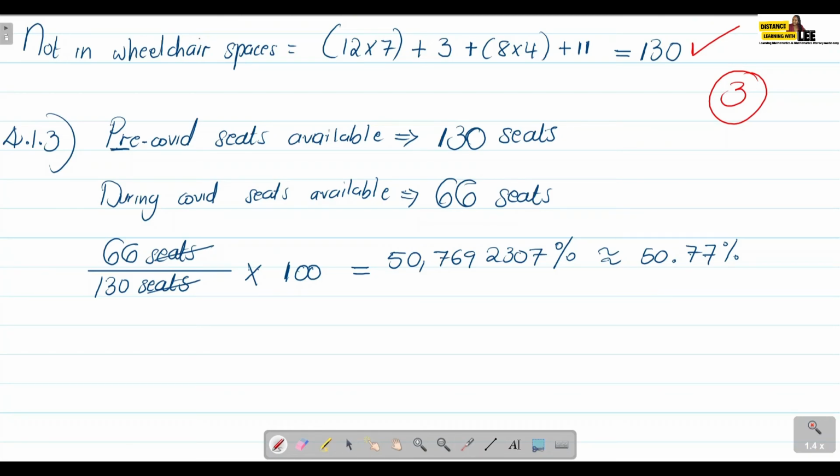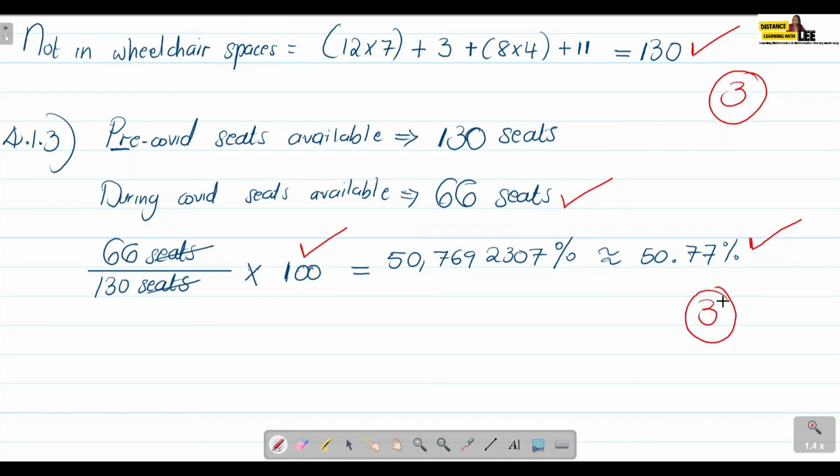50.77%. Okay. How would this be marked? So you'll get 1 mark for showing that during the COVID-19 pandemic, we had 66 seats that were available. You'll get a mark for obviously doing your percentage calculation, and you'll get a final mark for that 50.77%. And that is out of 3 marks.